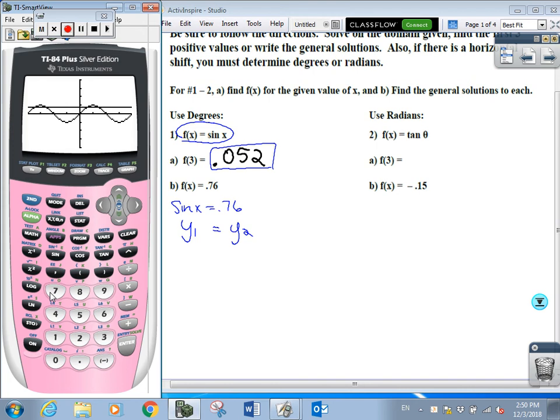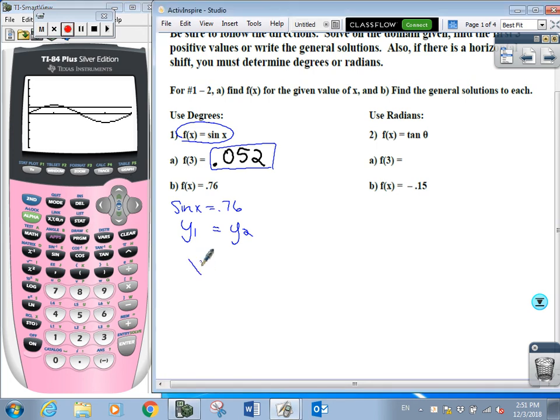Now, since I'm looking for general solutions, I want to know how many solutions there are per period. So I'm going to adjust my window a little bit more, and I just want to see one period on my graph. Well, sine of x, one period, is 360 degrees. So I'm going to make my x min 0, my x max 360. Not because I have to, but just because I don't know how many solutions to write. I know for sure if I graph one cycle, I see how many times that line, 0.76, crosses. So I'm going to have two solutions. After that, they're just going to repeat, plus the period.